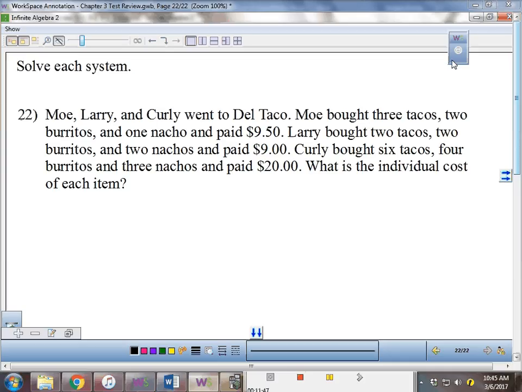I don't know how much it is, but those boys are hungry, especially Curly. He seems to really like his tacos.